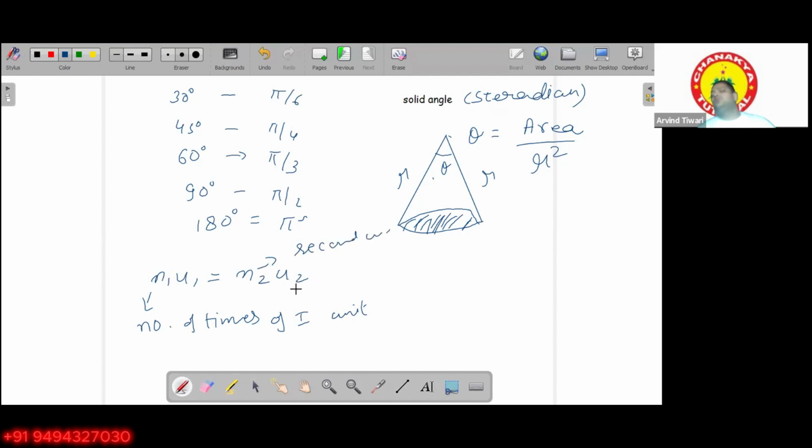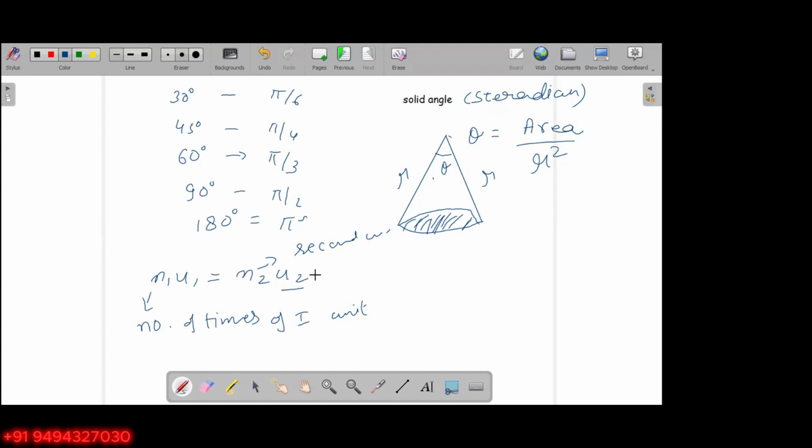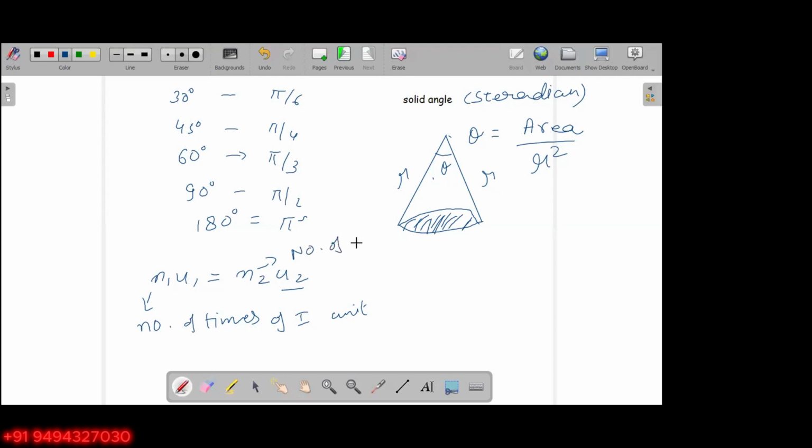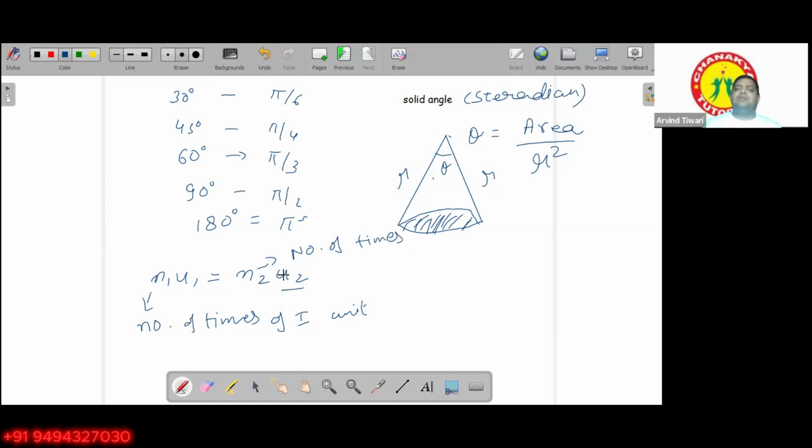Whereas U1 and U2, they are the units themselves. So U1 is the unit in one of the systems of measurements, and U2 is the unit in the second system of measurements. So what is N2? N2 is the number of units, or number of times. See what it simply means.